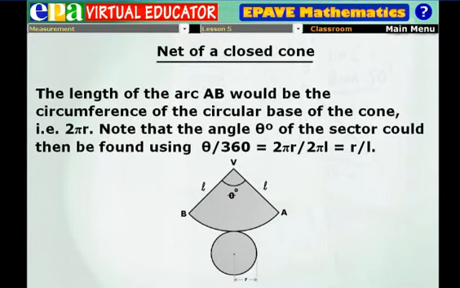The length of the arc AB would be the circumference of the circular base of the cone, which is 2 pi r. Note that the angle theta degrees of the sector could then be found using theta divided by 360 equals 2 pi r divided by 2 pi L equals r divided by L.